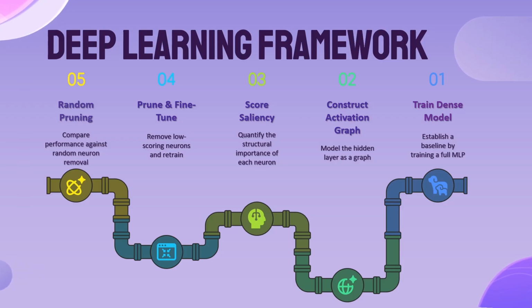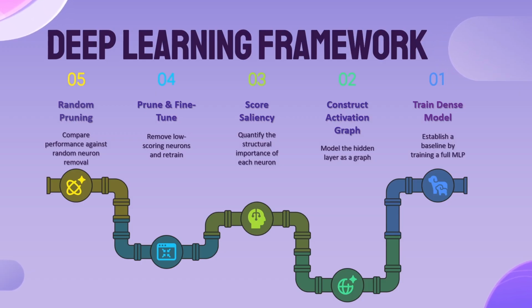So score saliency. We quantify the importance of each neuron. We measure how much each one contributes to the model's performance by using adjacency edge index. This is known as saliency scoring. The higher the saliency, the more crucial the neuron is.